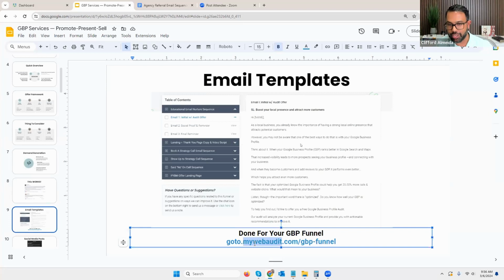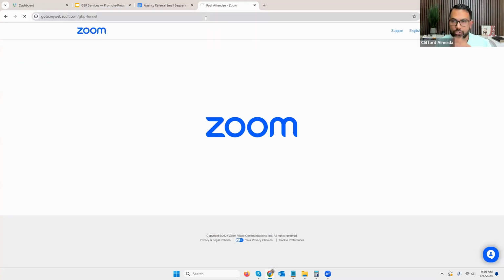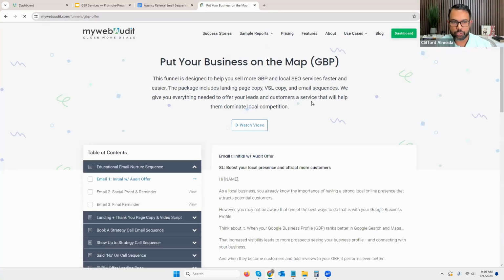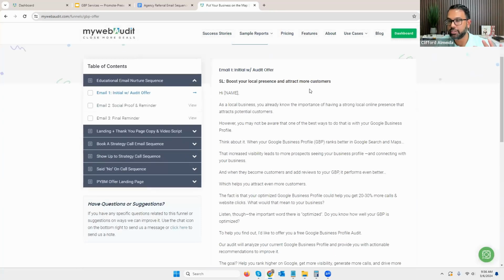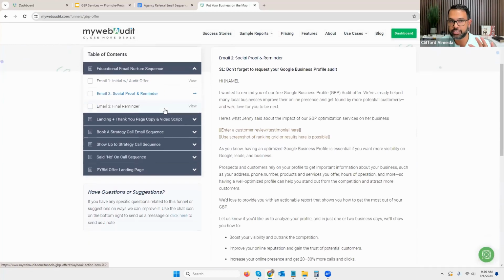So email templates, all right? All you have to do is go to this URL. I should have hyperlinked it, but if you go to this URL, you will get access to the first 3 emails. I actually unlocked this yesterday for you all. We've created a complete done for you GBP offer. This is available to our annual pro and agency users. I unlocked this yesterday for everybody.